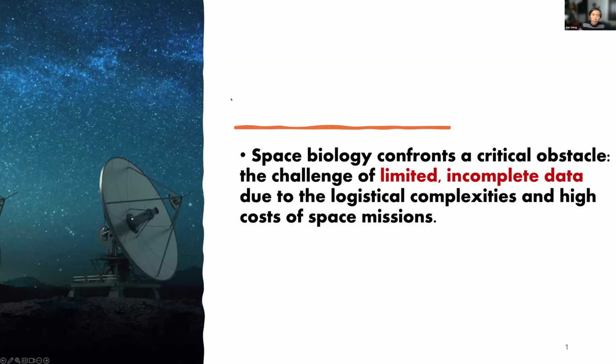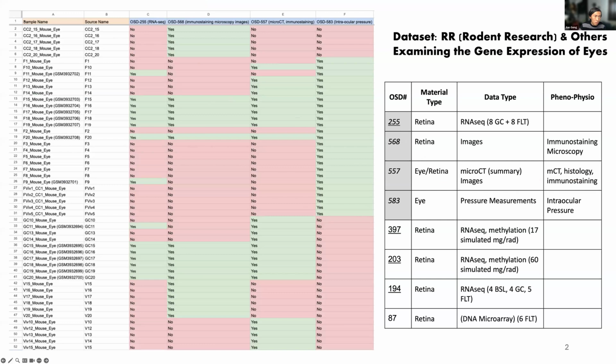Space biology confronts a critical issue at the moment: we are challenged by limited and incomplete data sets, just because space missions are complex and very expensive. For example, in one of the research data sets we are looking at, a rodent research data set, we're looking at the mouse, especially the gene expression of the eye. In this data set, you can see these are different organisms. For example, this is one mouse, and this is a sample from the mouse on the left. Then you can see we have analysis that is really scattered depending on the condition. Ideally, we want all of the data, and that can give us information tying between different causalities. But the difficulty is that we don't always have that.